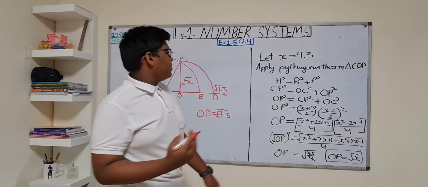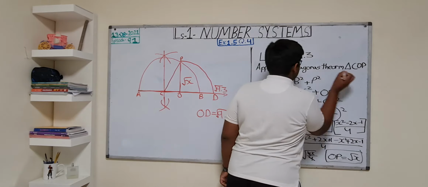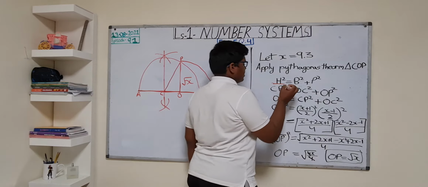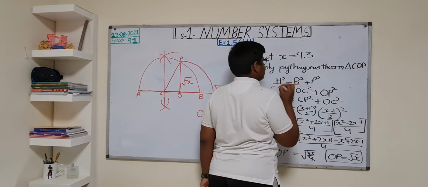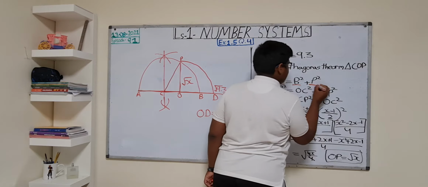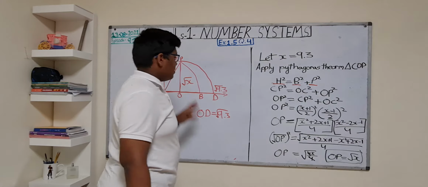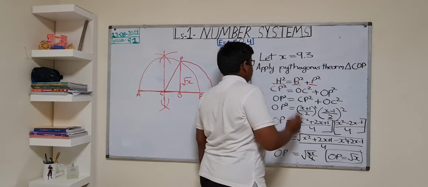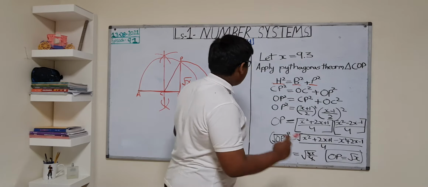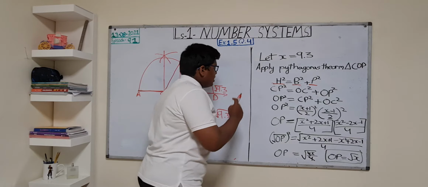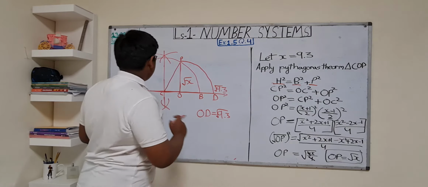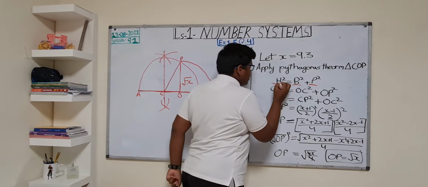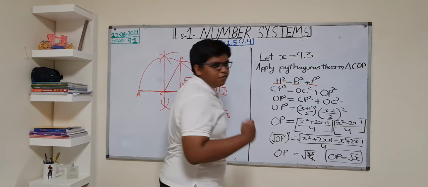Now what is the Pythagoras theorem? The Pythagoras theorem is: hypotenuse square is equal to base square plus perpendicular square, right? The altitude square. I will represent that as P. Okay, now we have CP square. Now what is the value of hypotenuse? This is CP square, right? Because we already have a square in the formula.